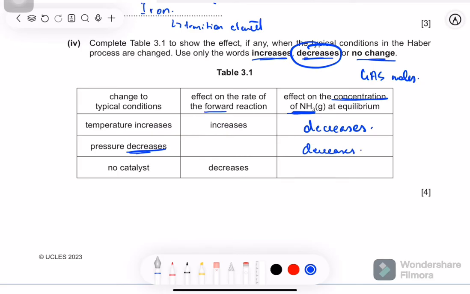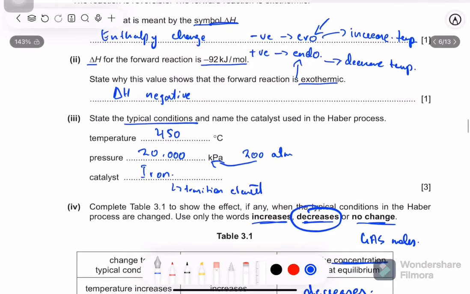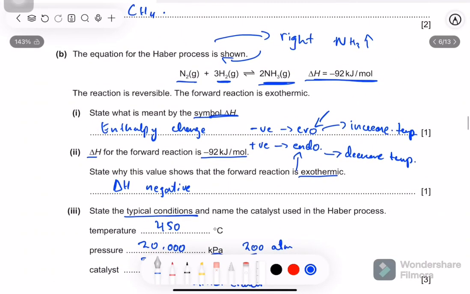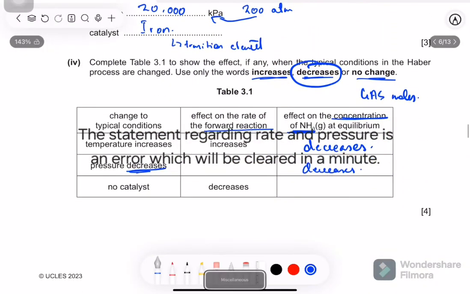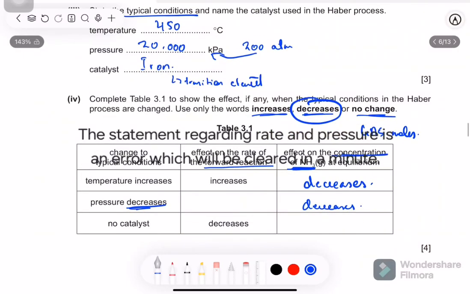And the effect on the rate of forward reaction when the pressure decreases. Considering the pressure change in the case of the rate of forward reaction, when the pressure decreases, the rate will also decrease, as there will be fewer particles of gas closer to each other, so there will be fewer collisions. So the rate will decrease.